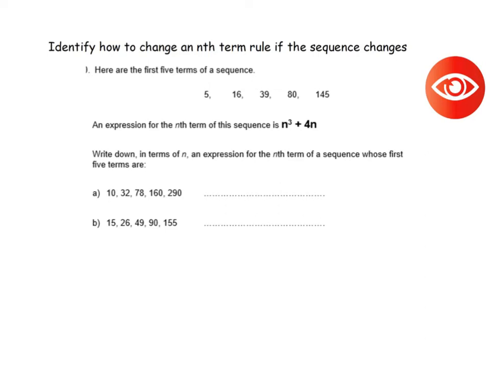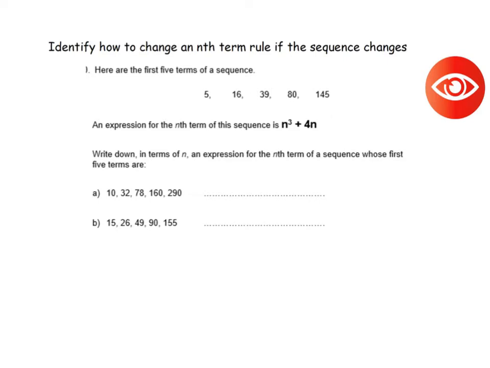So we're looking at how to identify what's happening to the actual sequence and then how to change the nth term rule because of that change. We are given a series of numbers, 5, 16, 39, 80 and 145. We are told that the rule for this sequence is n cubed plus 4n, which means every time I substitute something in, it will come up with these values.